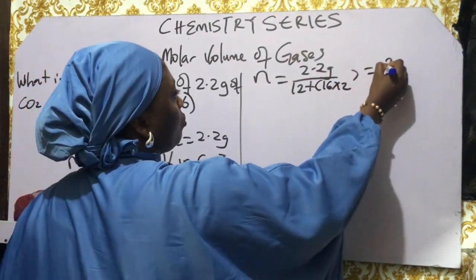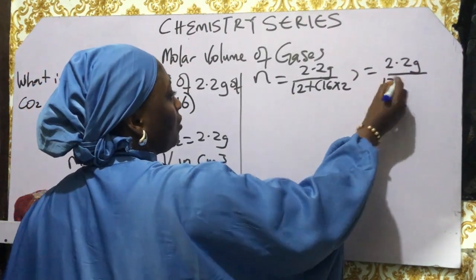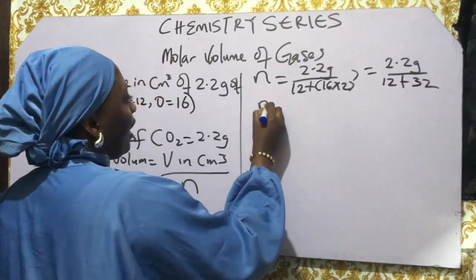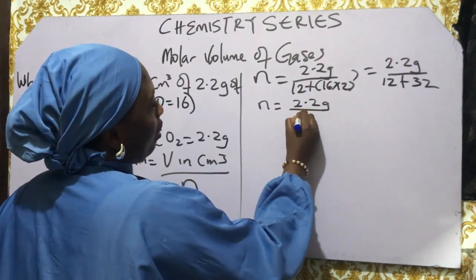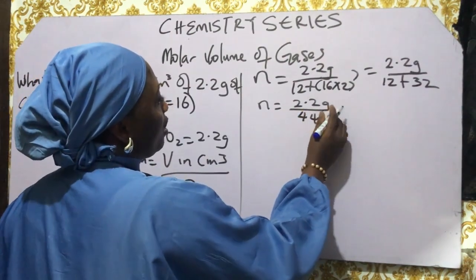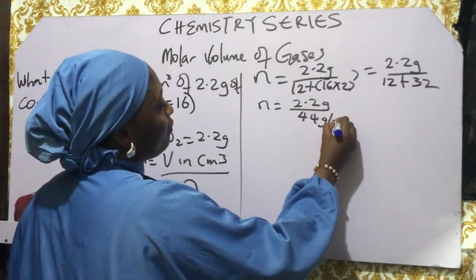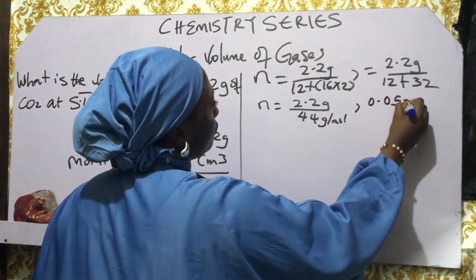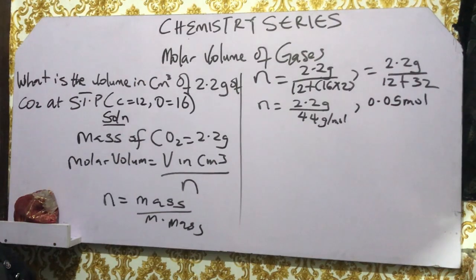This becomes 2.2 gram divided by 12 plus 16 times 2 is 32. So you have N is equals to 2.2 gram divided by 44. When you input this value into the calculator, you have 0.05 mole. So we have calculated the mole as 0.05 mole.